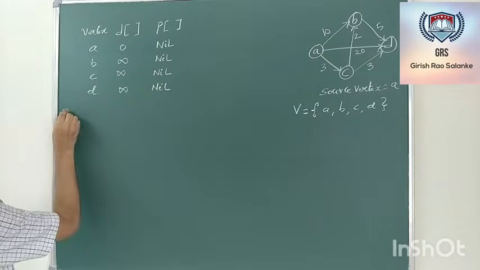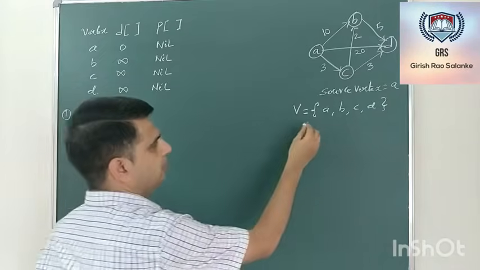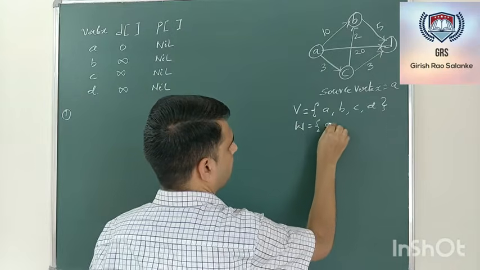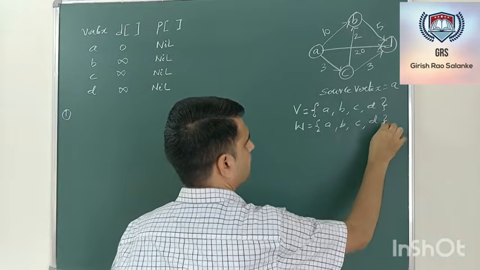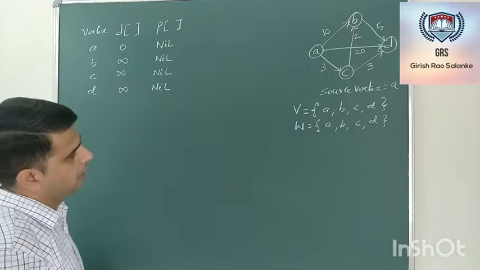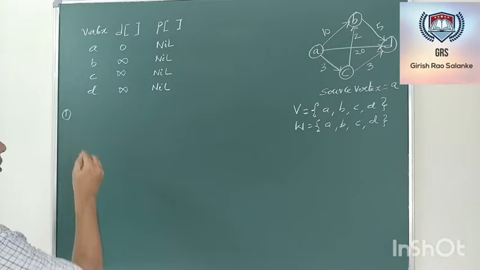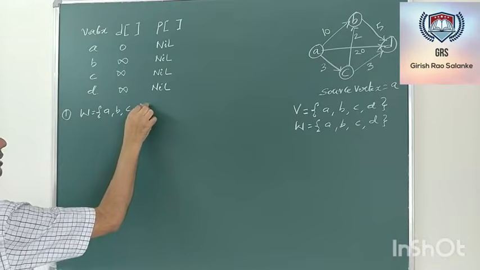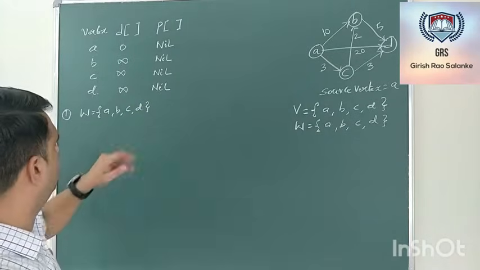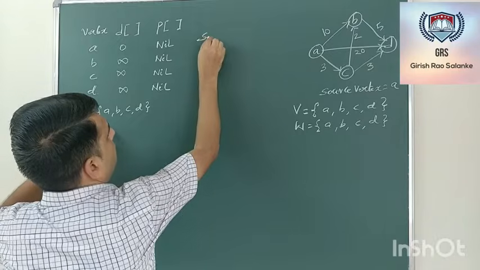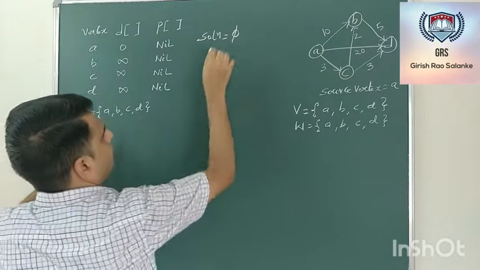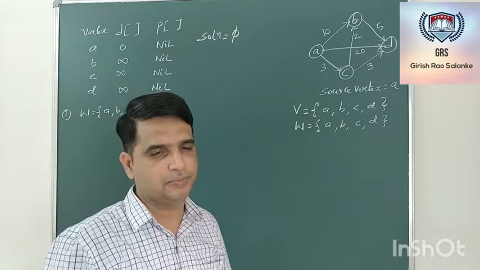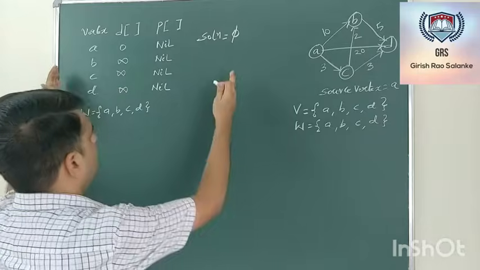Now in the first iteration, assume that all these vertices V are being copied into one more vertex set W, where W contains A, B, C, D. I will consider in the first iteration the vertex set W, which has A, B, C, D. Initially I will have my solution as null. Finally, my solution vector should contain the nodes for which I have calculated the shortest path. Initially, it is null. So, these are the initializations.